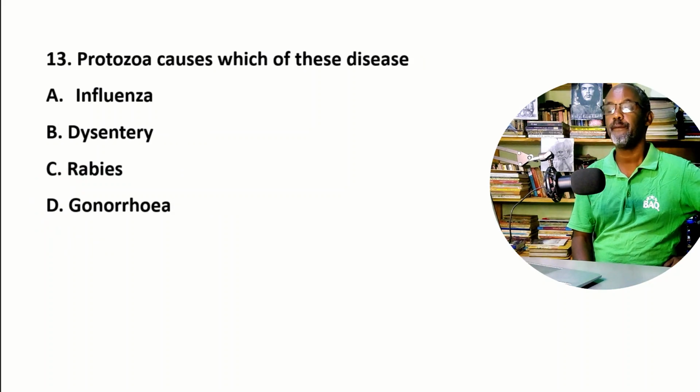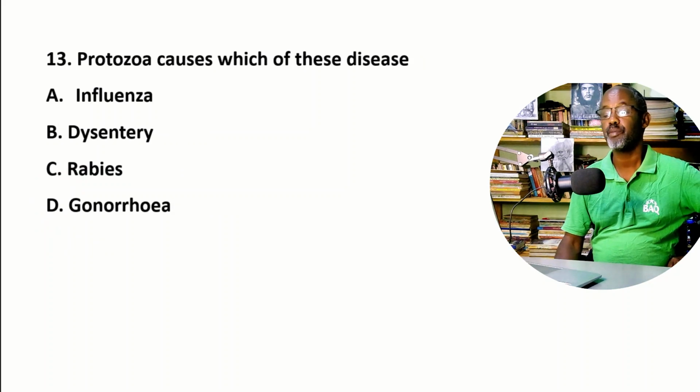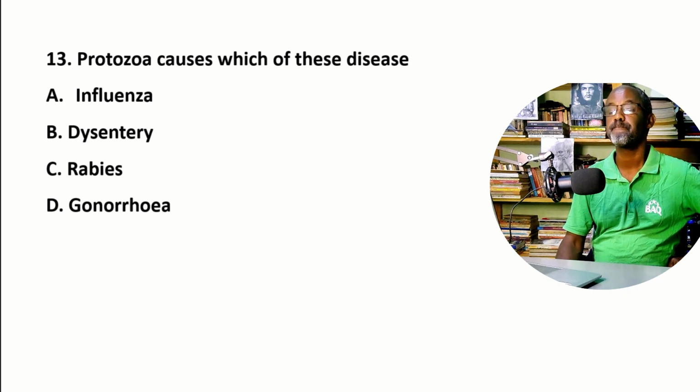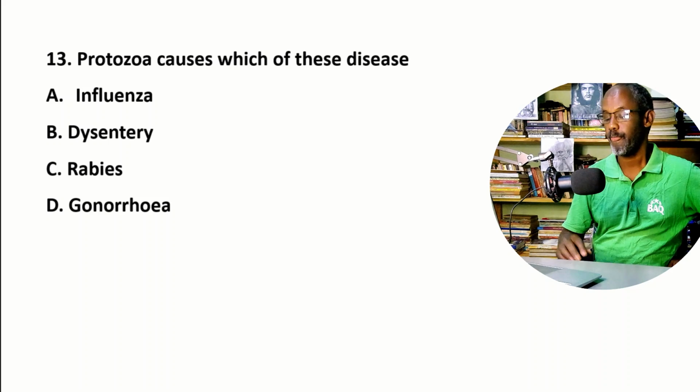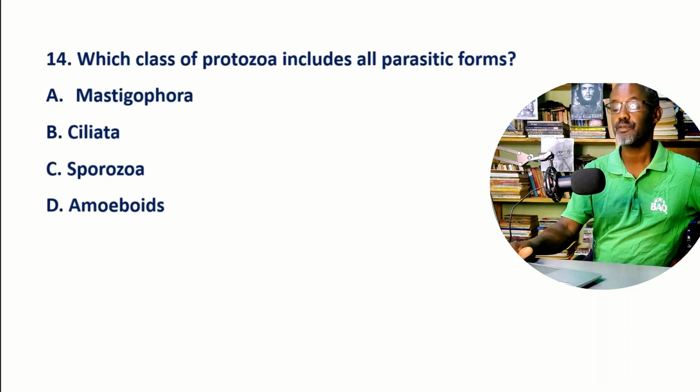Question number 13. Protozoa. Now we are jumping from the virus section to the protozoal section. Protozoa causes which of these diseases? A. Influenza. B. Dysentery. C. Rabies. D. Gonorrhea. The answer is dysentery, B. GI tract infection, of course.